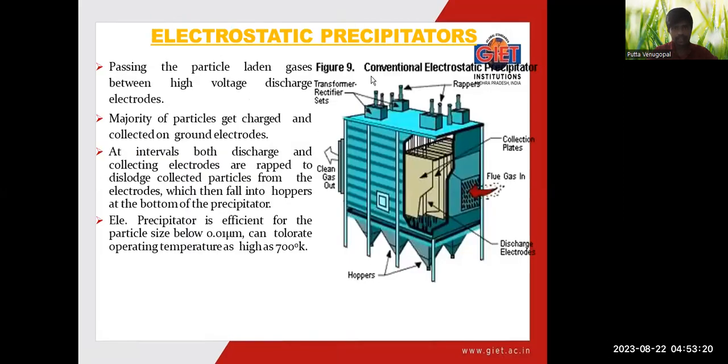Next one is the electrostatic precipitator. This is one of the widely used technologies in most of the power plants. Suppose, for example, we take a boiler. After burning fuel inside the boiler, like coal or rice husk, there will be generation of fly ash.